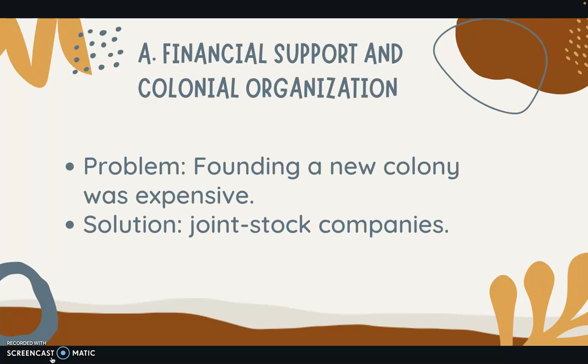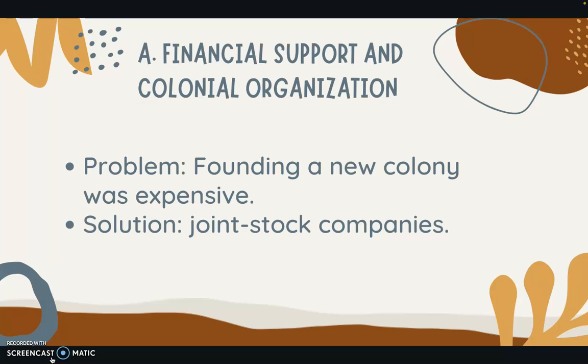So to pay for colonies, some English investors formed a joint stock company. An example of that would be Jamestown, which was one colony that was founded through this process of joint stock. So these businessmen were the forerunners of basically our modern corporations.